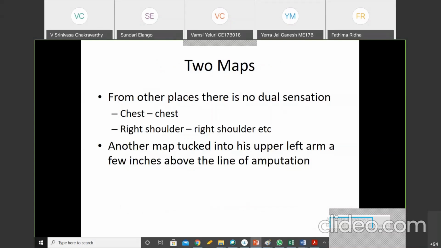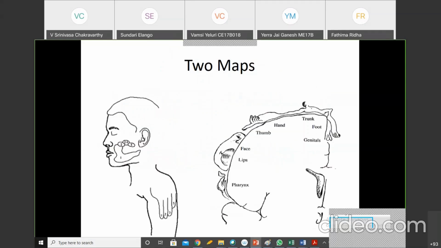So it looks like there is one more map. When you stimulate the chest, the subject would say chest is being touched. When you stimulate the right shoulder, it's the right shoulder. But there is one more map tucked into his upper left arm, a few inches above the line of amputation. So that looks something like this. We have seen that there is a map of the hand on the face, which is shown here. There's also a map of the hand in the upper left shoulder, which is shown here.